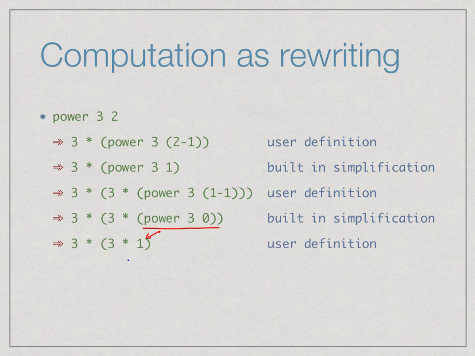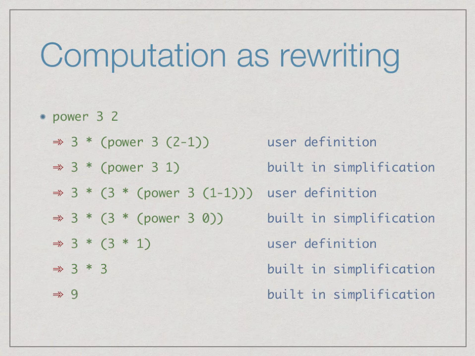And now I can start applying arithmetic internally. So I get 3 times 1 is 3. So I get 3 times 3. And then 3 times 3 is 9. And so by this process of simplifying using a combination of the definition of power which we provide and the arithmetic expressions for subtraction and multiplication which are built into Haskell, we reach the conclusion that 3 squared is 9. Right? This is not because Haskell knows arithmetic or it knows anything about exponentiation. It's just that the way we have defined the computation rules, it ensures that the answer is meaningful.